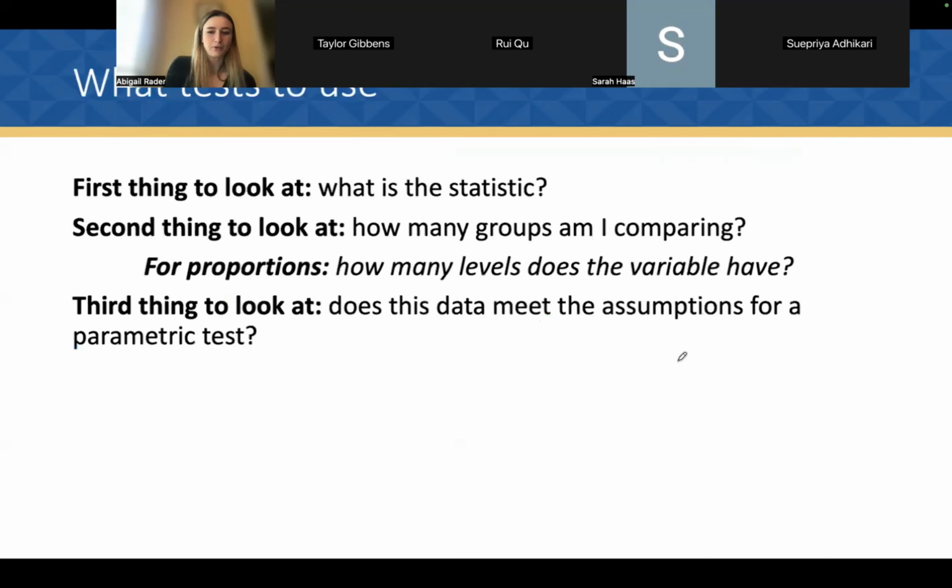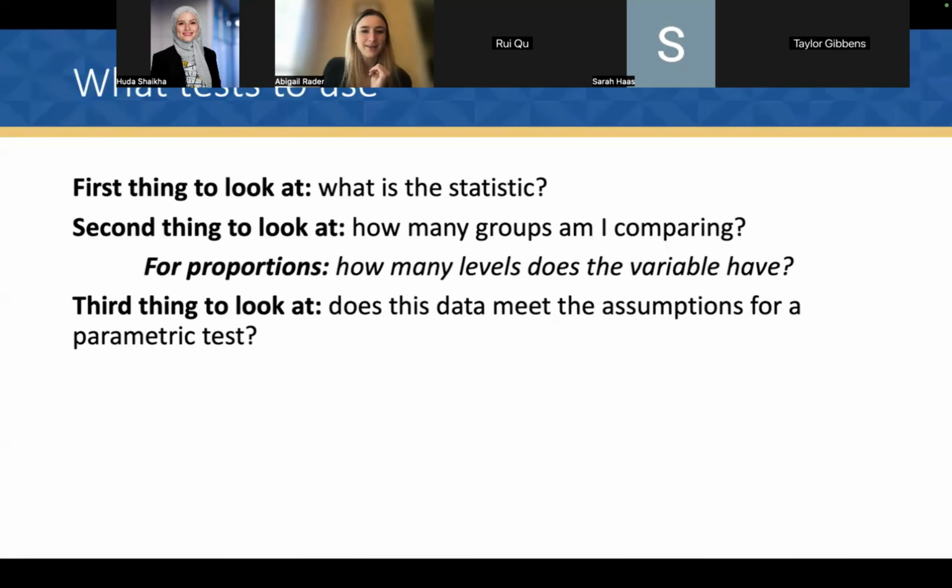So when we go through choosing a test, I like to go through three different thought processes. The first thing is, what is the statistic I'm working with? Is it a proportion or a mean? Those are the two that we work with. The second thing is how many groups I'm comparing. The statistic that we're working with will tell us whether we're working with z's or t's or ANOVA or chi-square, but it won't tell us within those tests which one we're using. So how many groups am I comparing? If I have... oh, hey Huda, do you have a question?